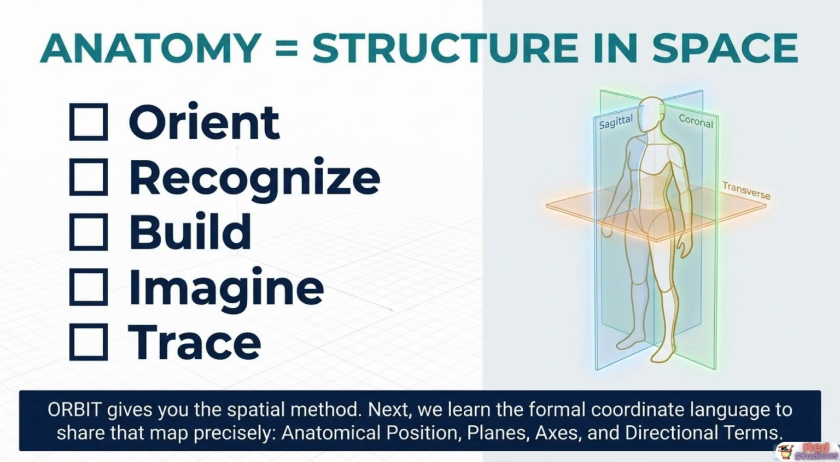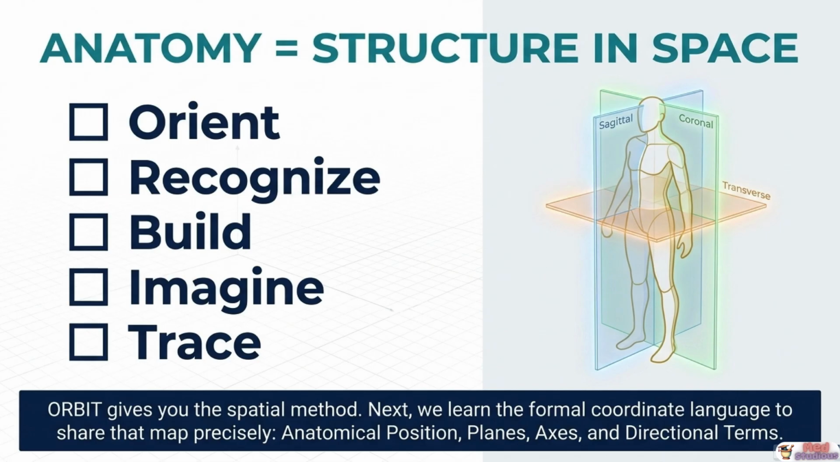Bring the lesson down to one sentence. Anatomy is structure in space. To think in 3 dimensions, use orbit. Orient the view, recognize landmarks, build layers and relationships, imagine rotation and sections, trace courses and connections. Remember that the body is dynamic and variable, and that clinical anatomy is the application of the same spatial map to the living person. If you remember only names, unfamiliar views will defeat you. If you remember relationships, you can reconstruct.